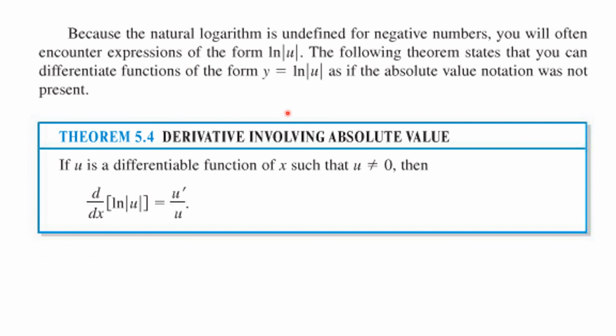Because the natural logarithm is undefined for negative numbers, we will often encounter expressions of the form the natural logarithm of the absolute value of u. This theorem says that you can take the derivative of this as if the absolute value function was not there. So what it says is, if u is a differentiable function of x and u does not equal 0, then the derivative of the natural logarithm of the absolute value of u is equal to u prime over u. Normally I don't look at proofs, but I'll look at this one.